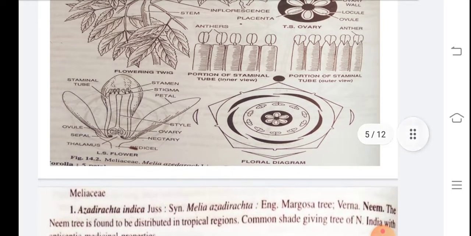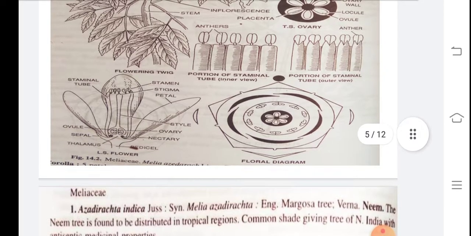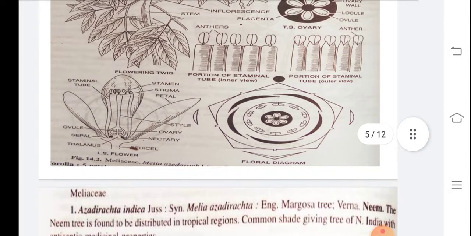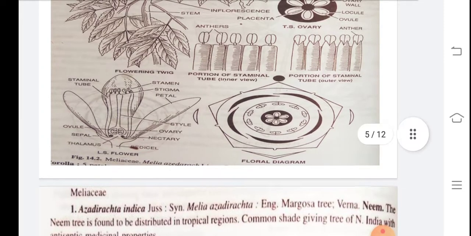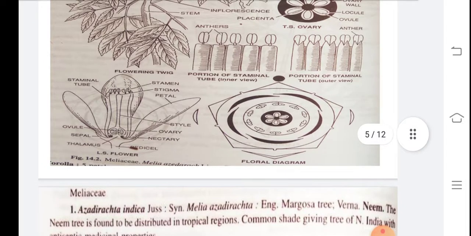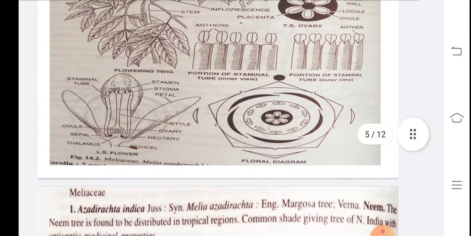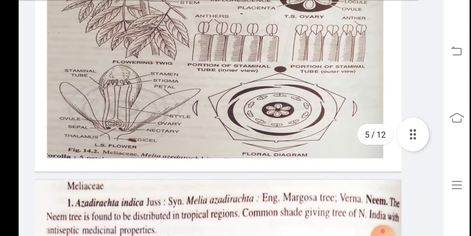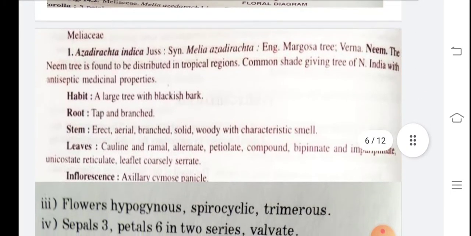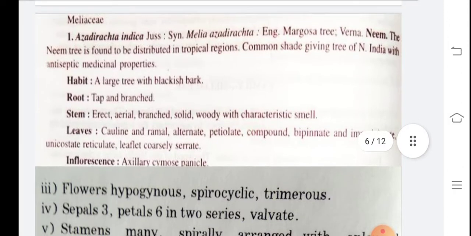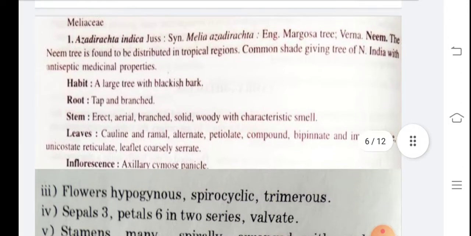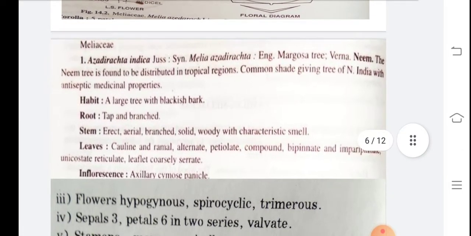Then calyx are 5, gamosepalous, showing valvate aestivation. Corolla are 5, petals are 5, showing twisted, imbricate aestivation, one outer side, one inside, and the three alternating. Right, you see in the diagram, and the stamens have united filaments, so they are shown in a ring, and the ovary is pentalocular. So this is the character for our example, Azadirachta indica, as it is Melia azadirachta.